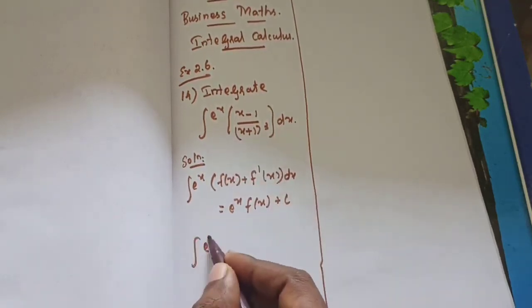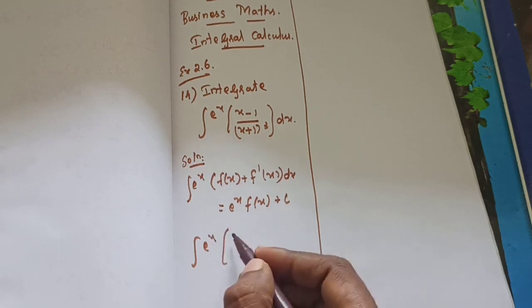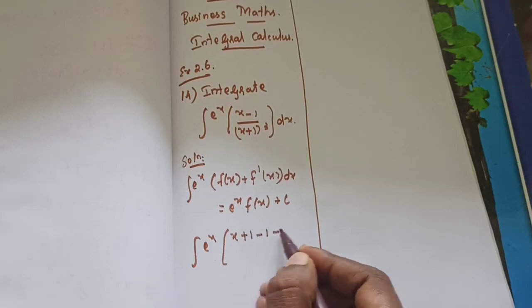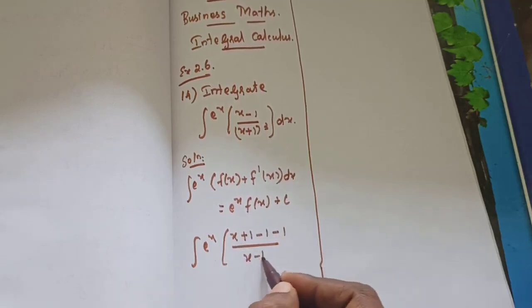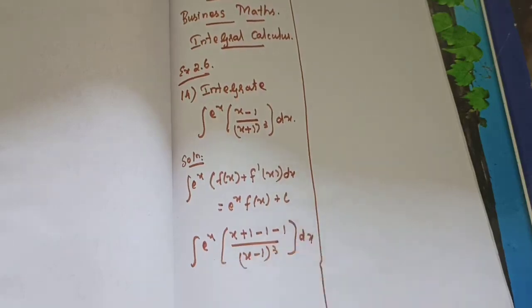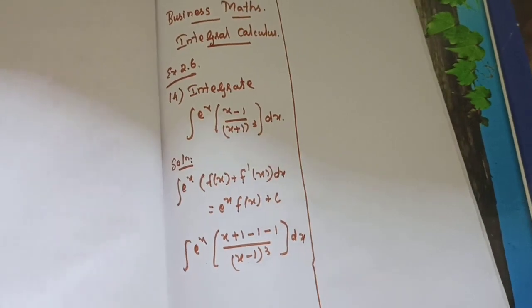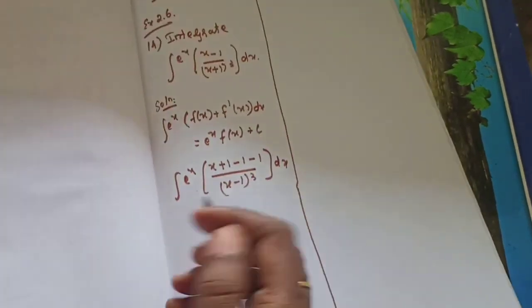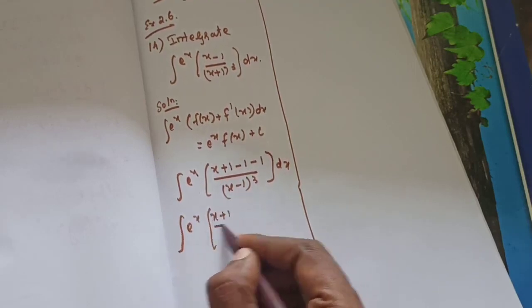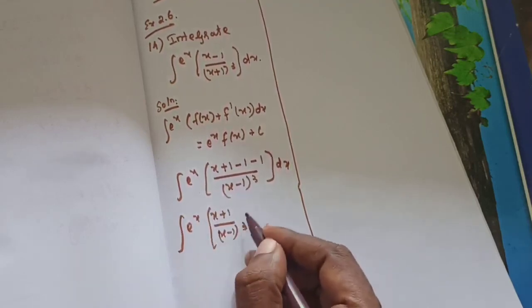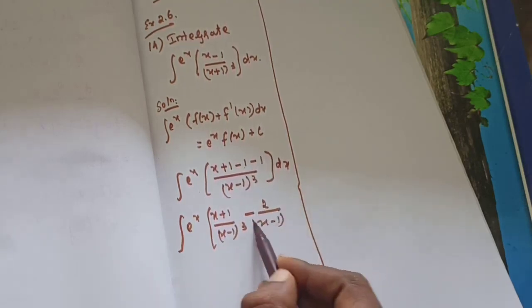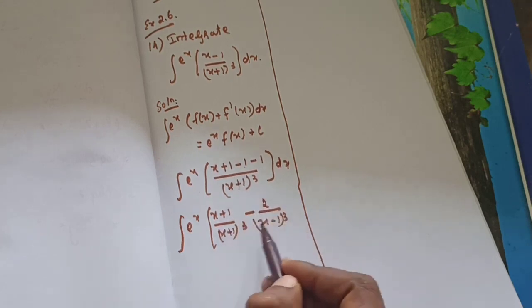That is e power x into, I am going to add and subtract 1 here. So x plus 1 minus 1 minus 1, I add and subtract 1, into dx. Now we are going to split this into two integrals. That is integral of e power x into [(x plus 1) divided by (x plus 1) the whole cube minus 2 divided by (x plus 1) the whole cube].